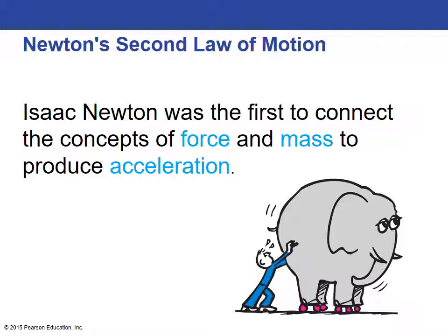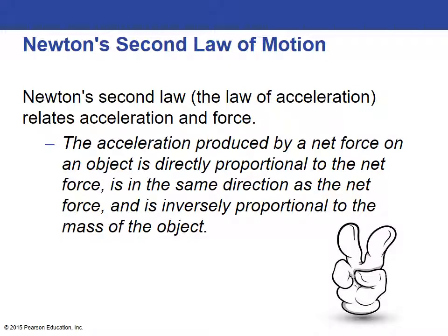Newton was the one who realized that it's the connection between force and mass that produce acceleration. So Newton takes credit for that. The complicated way to say it is that the acceleration resulting from a net force is directly proportional to the net force in the same direction as the net force and is inversely proportional to the mass.